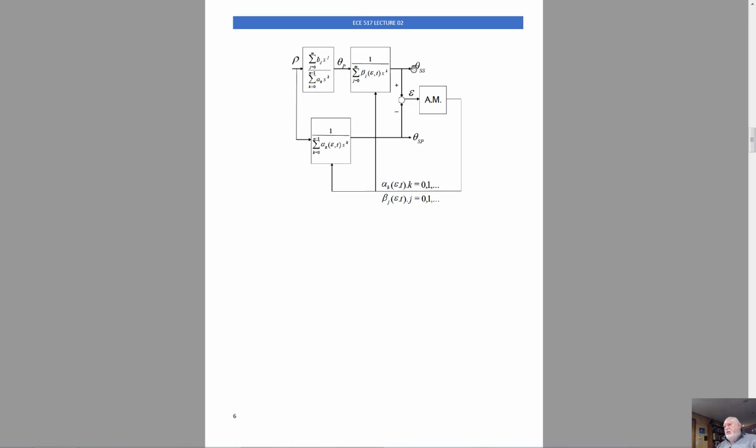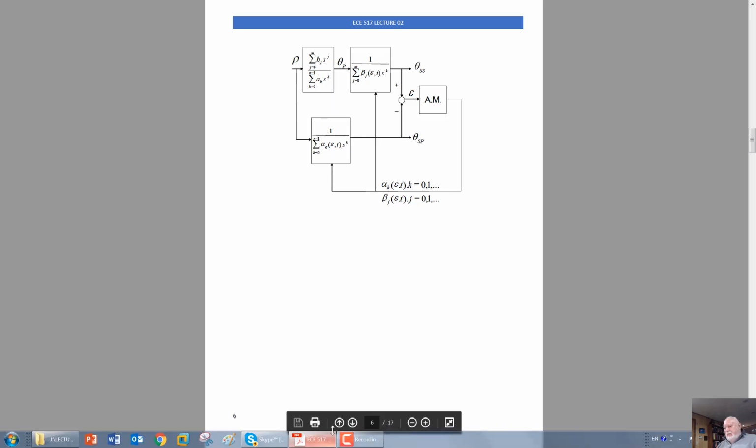Now, if we will be successful in driving this error to zero, then the adaptation mechanism will make sure that this module effectively will be canceling this numerator. And if this error will be successfully reduced to zero, this module will become equal to this expression with cancelled numerator. Let me go into the mathematical description.